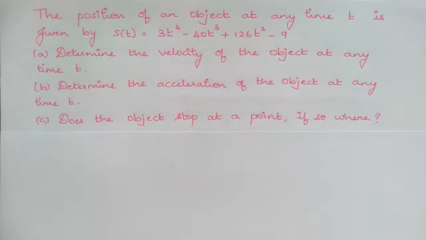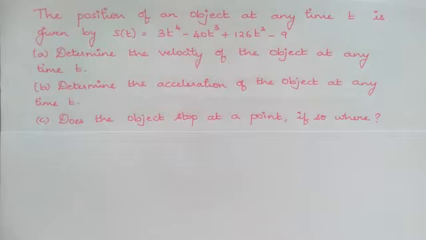The position of an object at any time t is given by a function s of t. Determine the velocity of the object at any time t. Determine the acceleration of the object at any time t. Does the object stop at a point? If so, where? So this is the question which we are going to solve today.